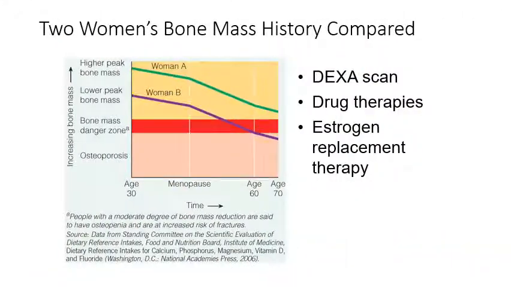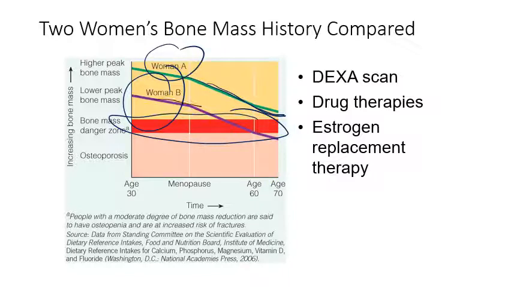Two women's bone mass history compared. So, woman A and woman B. When you look at woman A, she has a higher peak bone mass. So as she ages, even though her calcium is decreasing, it's still not in the red danger zone like woman B is. So if you start out with more calcium in your bone, in your later years you won't hit the danger zone or even be at risk for osteoporosis like here.